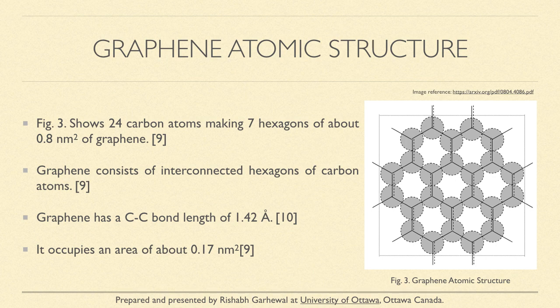Graphene atomic structure. Two-dimensional layers of graphene are currently drawing great attention in fundamental and applied nanoscience. Graphene consists of interconnected hexagons of carbon atoms. The graphene hexagons, as shown in figure 3, have a carbon-to-carbon bond length of 1.42 angstrom and occupy an area of about 0.17 nanometer square. The six-ring carbon atoms have six free bonds, two resonant bonds and four single bonds as seen in figure 3, which covalently bind to six other carbon atoms, forming six other rings of graphene.